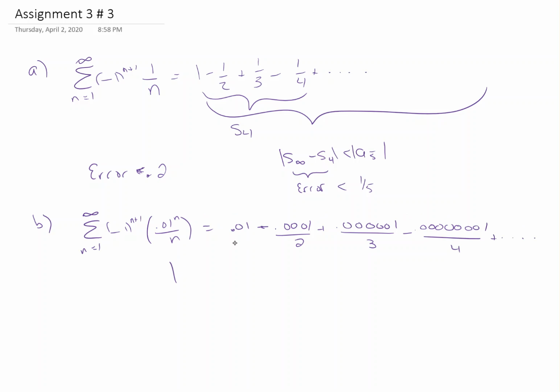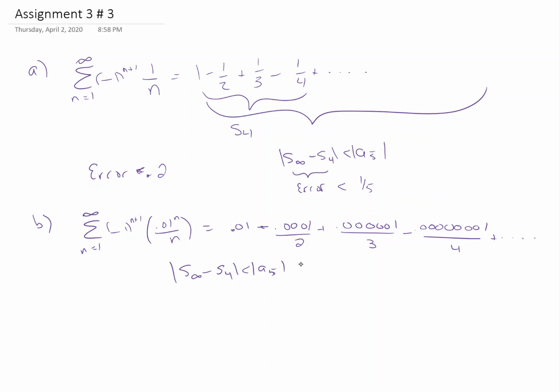But the question is, if we use this to approximate the overall infinite series, how far off will it be? Well, this is getting pretty small pretty fast, right? My feeling is that we're getting pretty close pretty quickly. Look how small this is already. So the amount that we're off is going to be less than the 5th term.